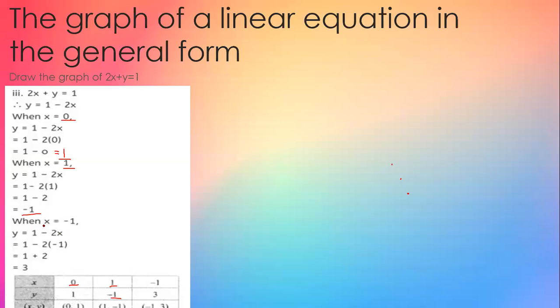Let us assume again one value for x, that is minus 1. You can assume any value for x coordinate. So here x is equal to minus 1. Now let us substitute the value of x as minus 1 and find the corresponding value of y.